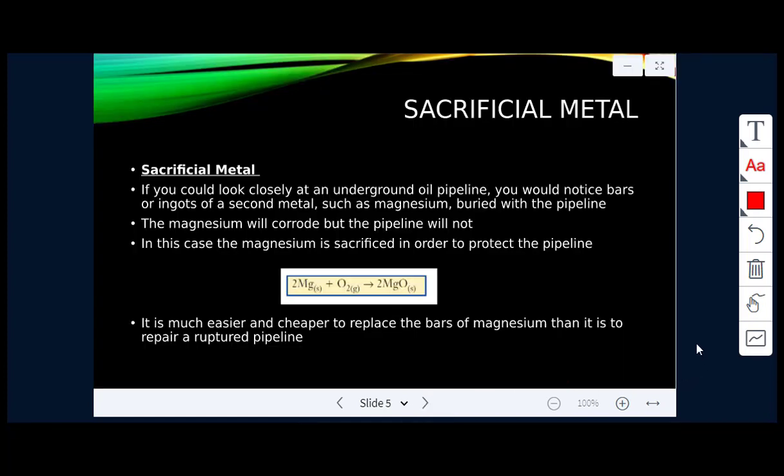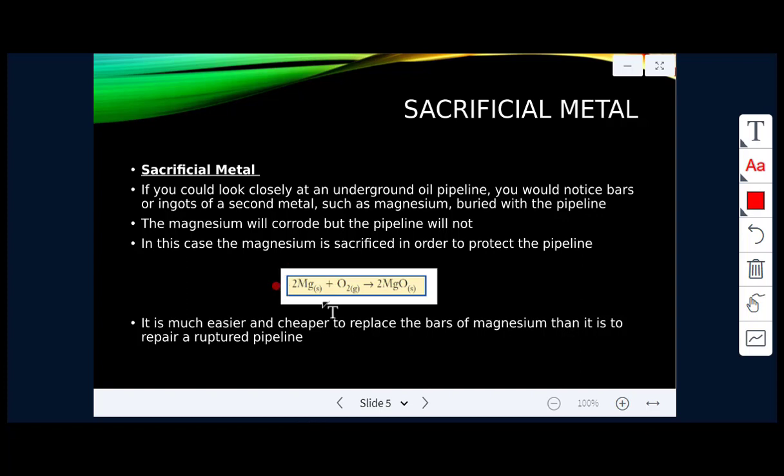Another method is called a sacrificial metal. This is basically sacrificing one metal to keep the other metal from rusting. It's used, for example, in underground oil pipelines. There are bars or ingots of a second metal, such as magnesium, buried with the pipeline. So the magnesium will corrode, but the pipeline will not. In this case, the magnesium is sacrificed in order to protect the pipeline.